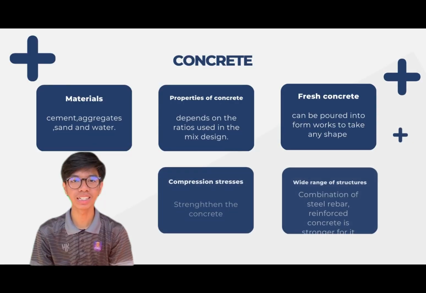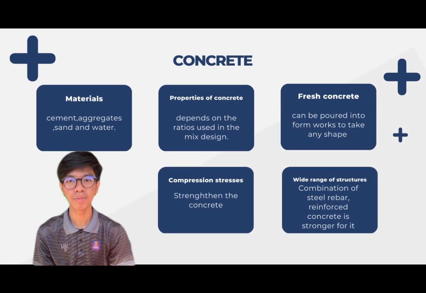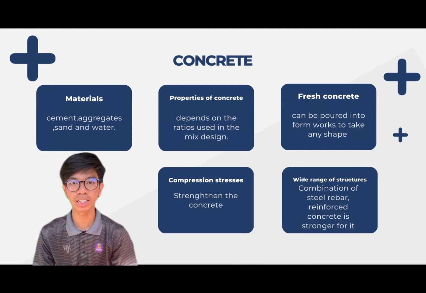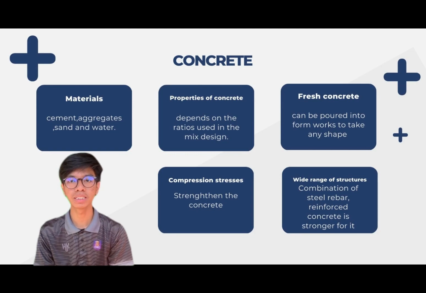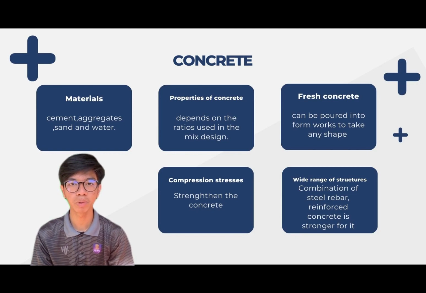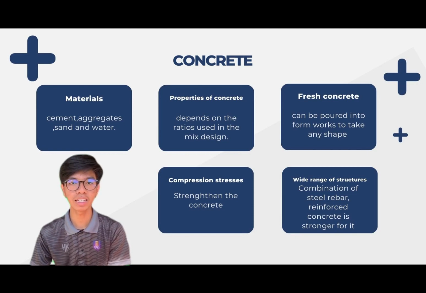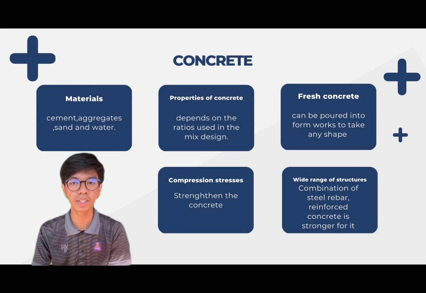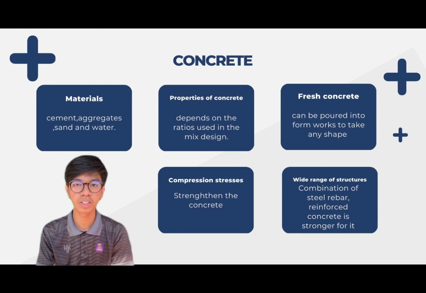Number 1. Concrete. Concrete is a composite material made from mixing cement, aggregate, sand and water. The properties of concrete depend on the ratios used in the mix design. Fresh concrete can be put into formworks to take any shape and takes up to 7 days for concrete to be hardened. Concrete is very strong when exposed to compression stresses. With a combination of steel rebar, reinforced concrete is stronger for a wide range of structures.